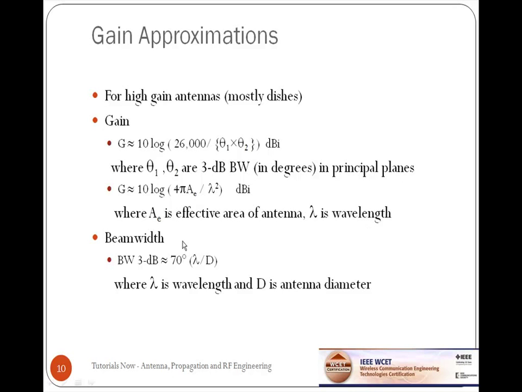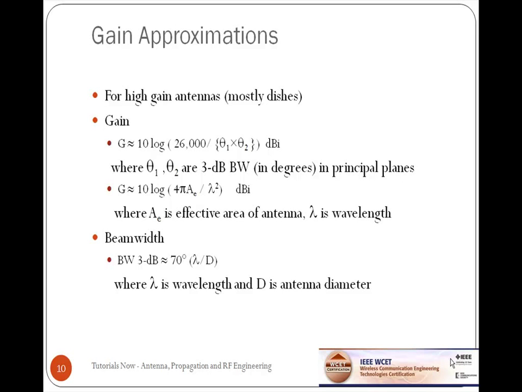A convenient approximation for beamwidth, the 3 dB beamwidth, is 70 degrees times lambda over d, where lambda is the wavelength and d is the antenna diameter. These approximations are typically good for initial rough order of magnitude estimates. Note that here the gain and beamwidth relationships have an explicit size to wavelength relationship.